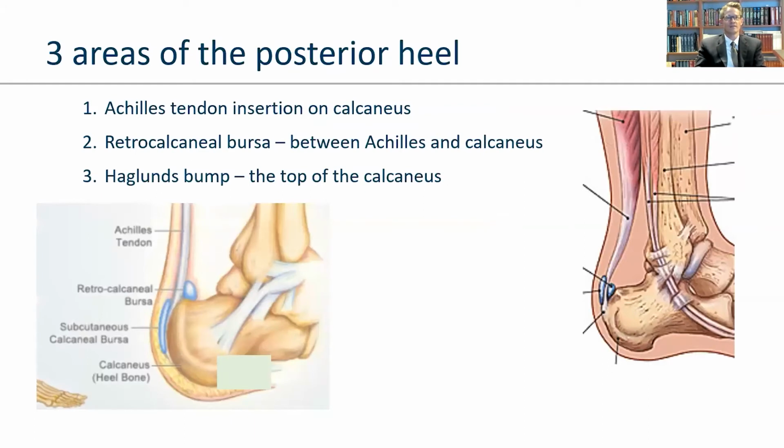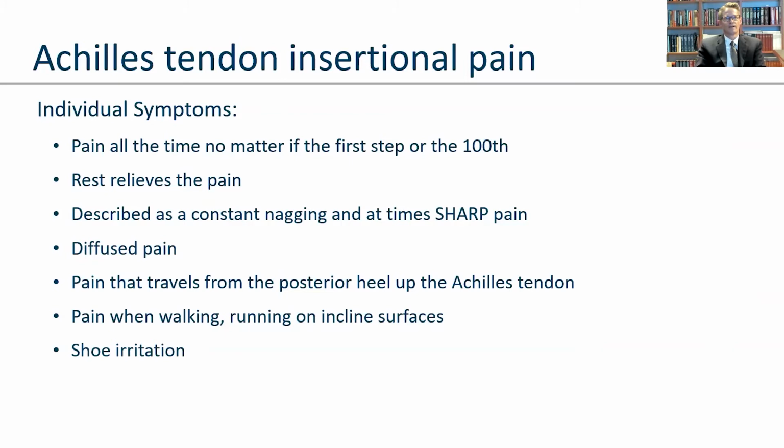So the 3 areas of posterior heel pain. We've moved from the bottom of the heel to the back of the heel. So you've got your Achilles tendon that comes down. There is a bursa between the Achilles tendon and your calcaneus, or your heel bone. And then you've got a Haglund's deformity or a Haglund's bump on top of your heel bone. So those are 3 separate areas that can all cause pain, and they're very similar in nature.